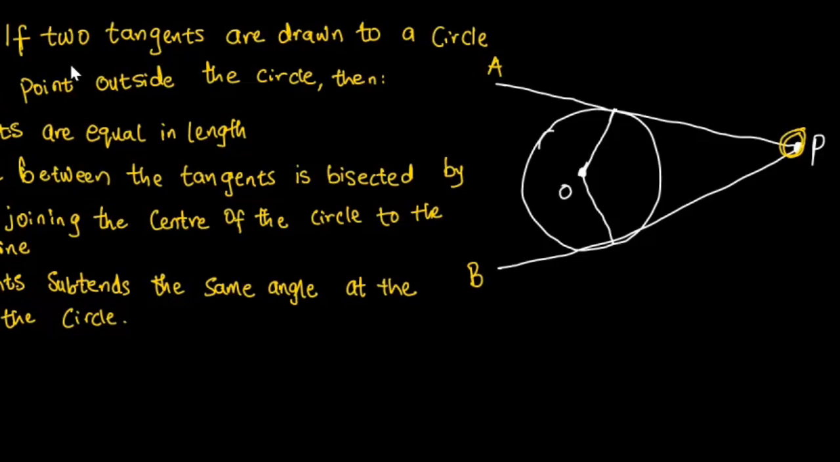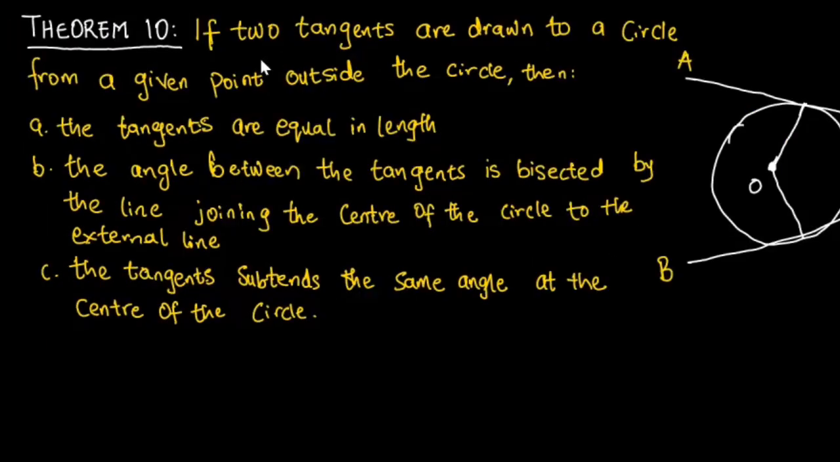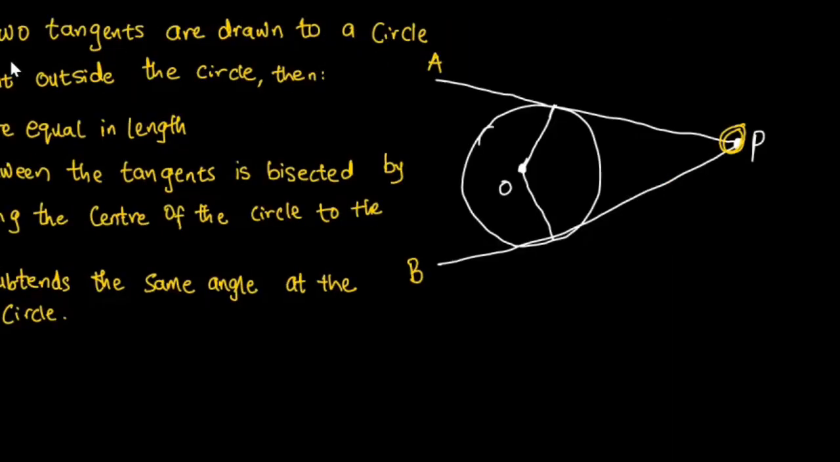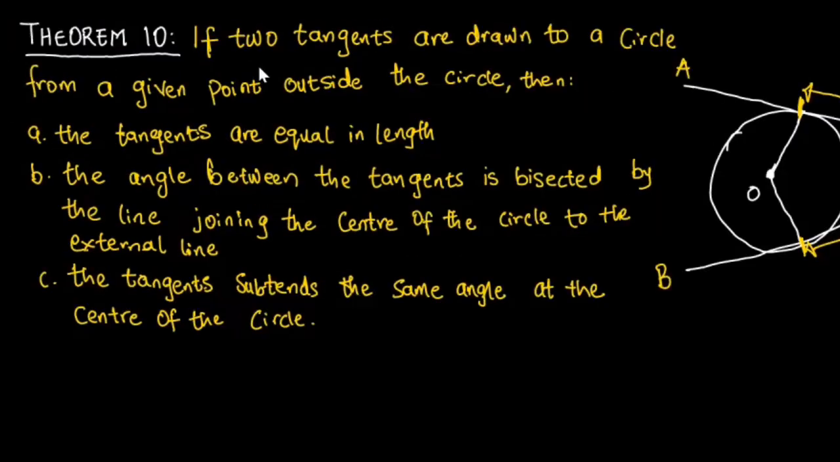Now, there are three things that are true about these tangents. Number one is that the tangents are equal in length where they meet the circle. At this point of contact, if you measure from here to the common point, let's say it is 5 centimeters. Then from where the other tangent meets the circle to the common point will also be 5 centimeters. So the first part says that the tangents are equal in length at their point of contact with the circle. Secondly, the angle between the tangents is bisected by a line.